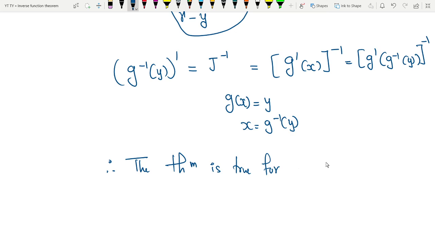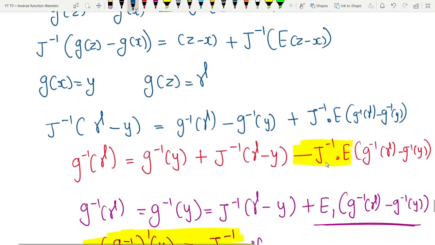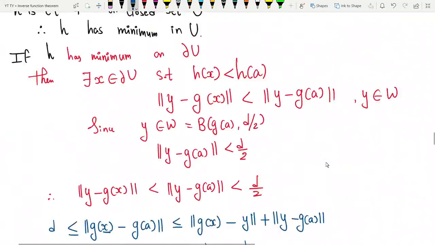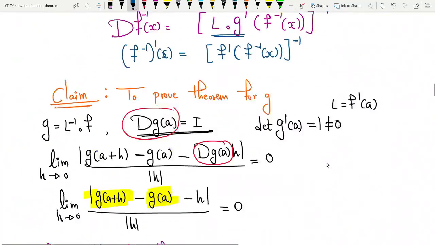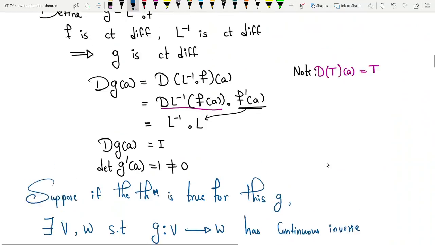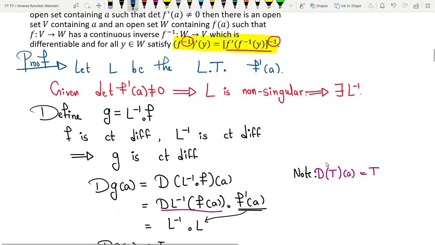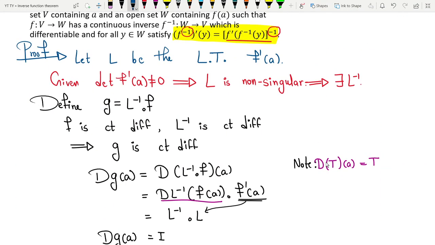The theorem is true for G, and hence what we have proved earlier, that if it is true for G, it must be true for F, right? So I put my best effort to make it as simple as possible. You just go through the video not only once, it will take a few times to understand the entire proof, right?